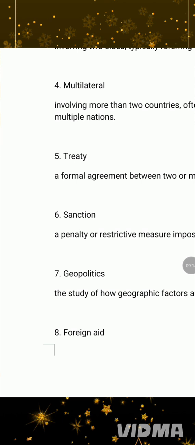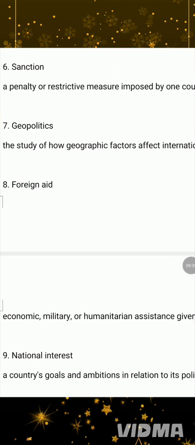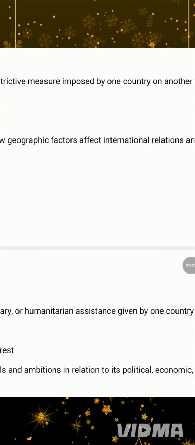And again, Nigeria being in the geography of Africa, she's a member of the AU. What is the AU? African Union. So geopolitics just means activities that revolve around a particular continent or region in the world. Number 8, foreign aid. Economic, military, or humanitarian assistance given by one country to another.